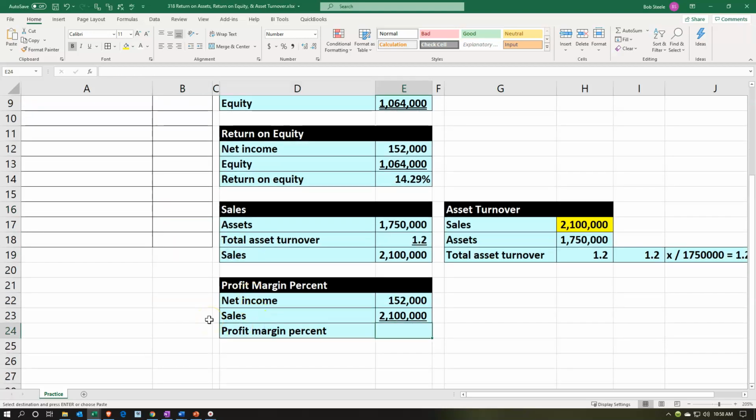So profit margin then is going to be equal to the 152 divided by the 2,000,001. Let's format that now. Go into the home tab. We're going to go to the numbers, make it a percent. We'll add some decimals there. We could double underline it if we so choose as well.